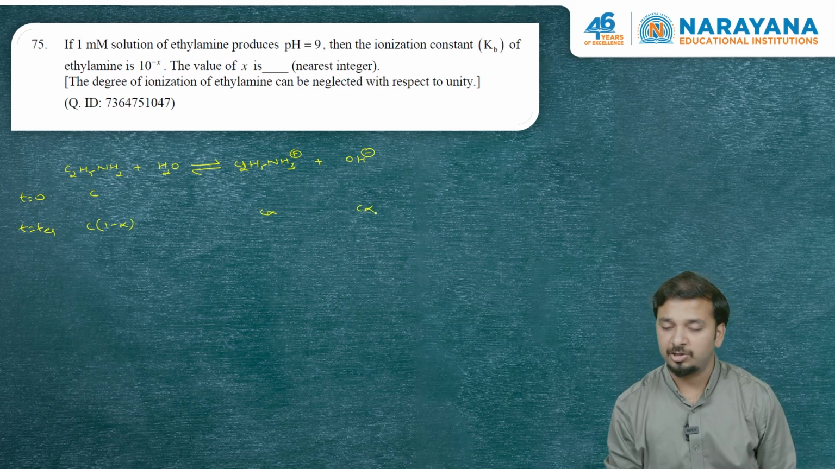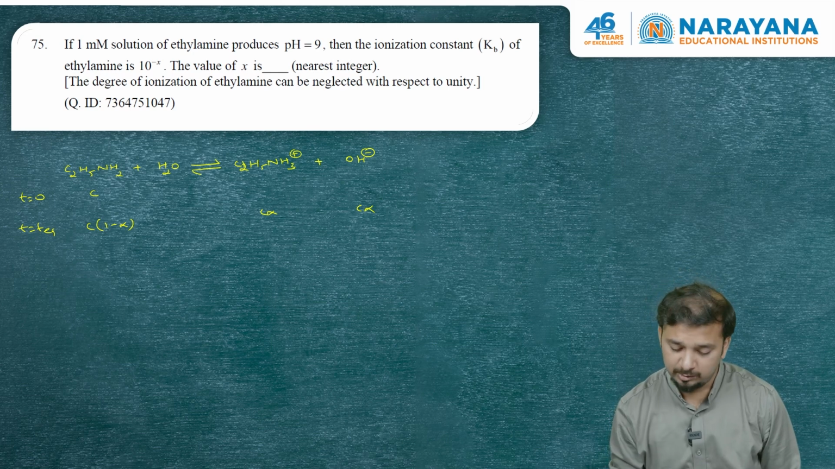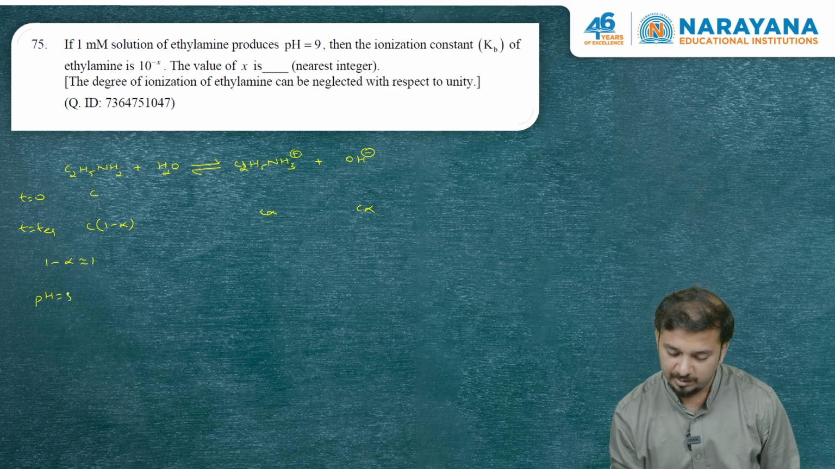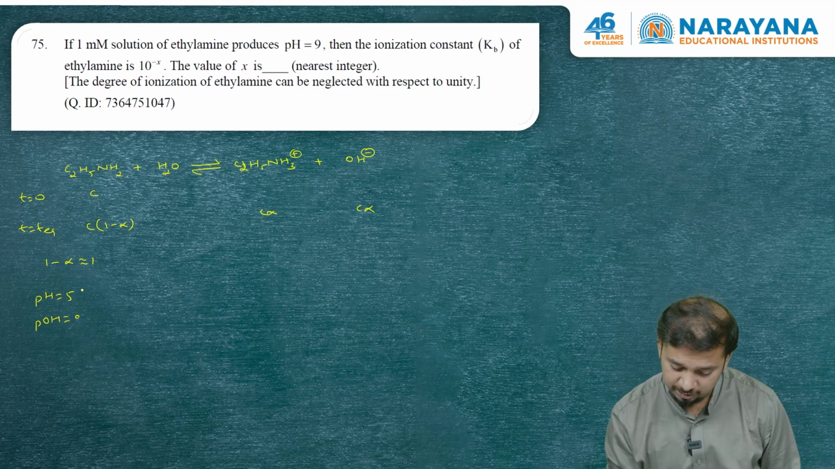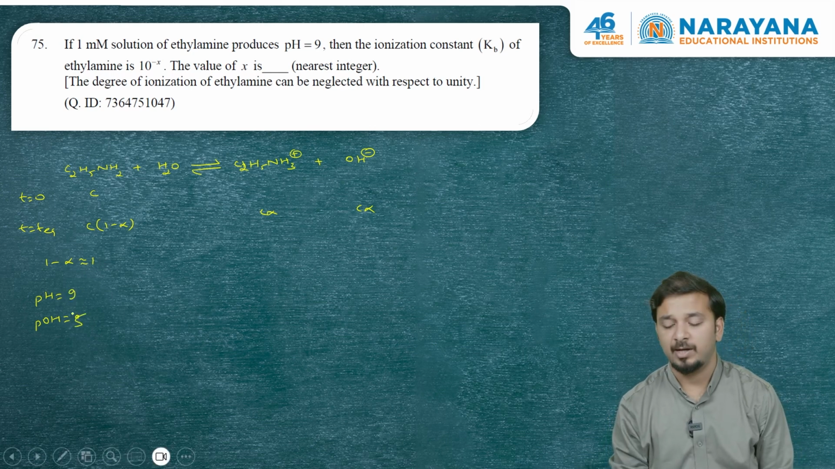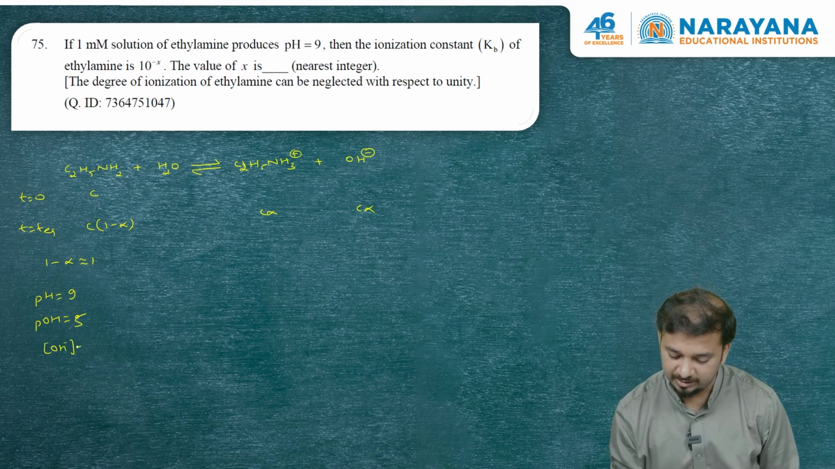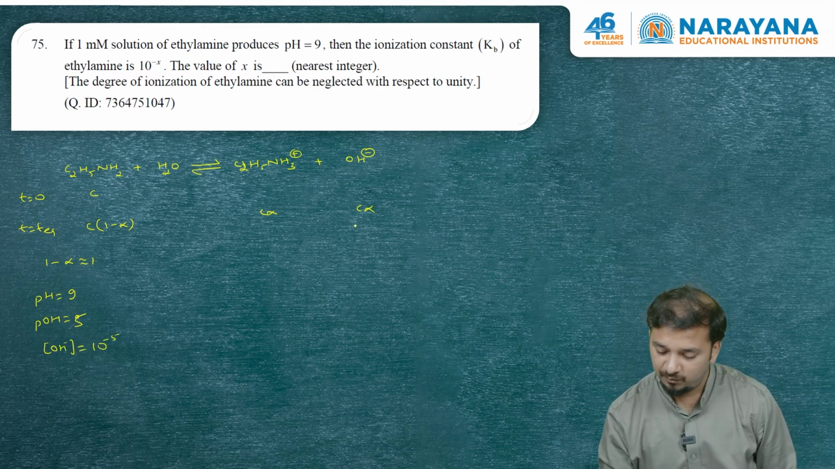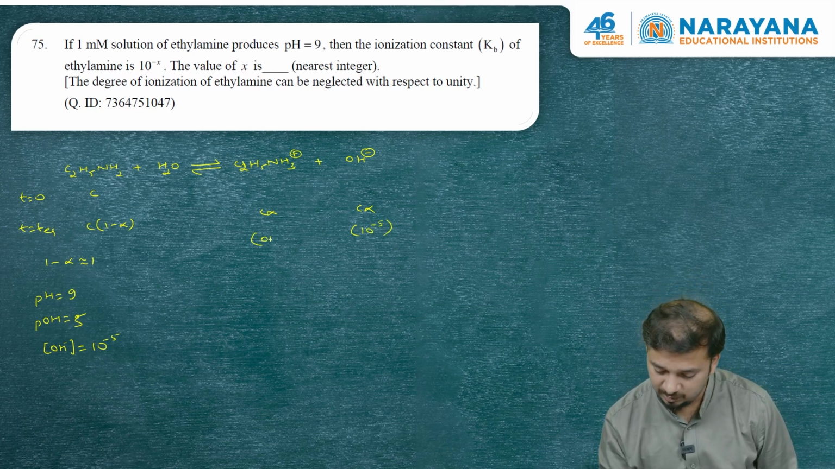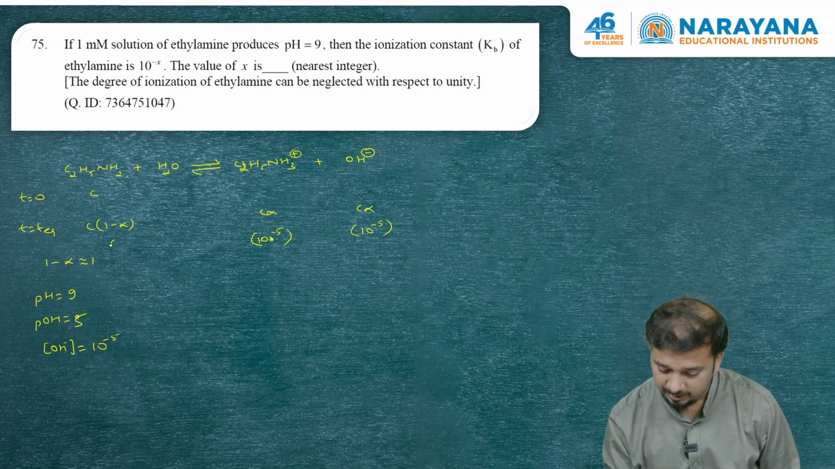They are saying degree of ionization can be neglected with respect to unity, which means 1 minus alpha is approximately equal to 1. Now they are saying pH is equal to 9. So at room temperature, pOH will be equal to 5. If pOH is 5, it means OH minus concentration is 10 to the power minus 5, which means C alpha is nothing but 10 to the power minus 5. So the concentration of this will also be 10 raised to the power minus 5, and the concentration of ethylamine, which is C, will be equal to 10 raised to the power minus 3.